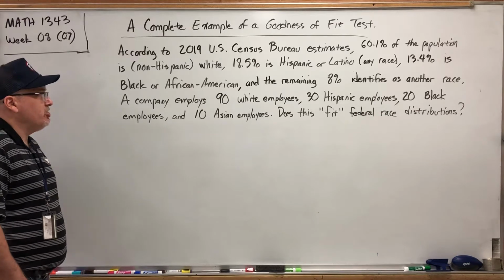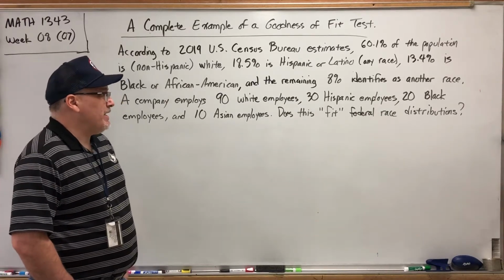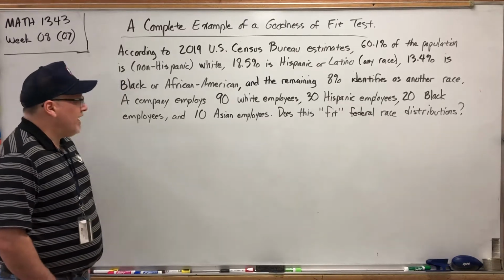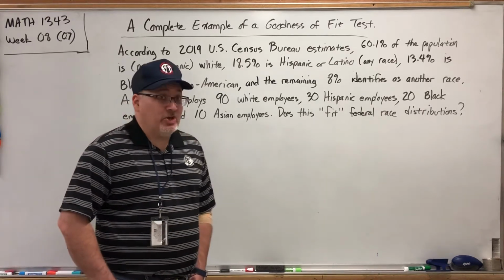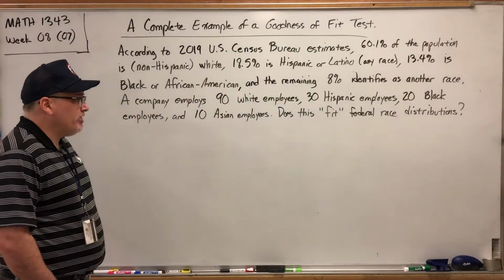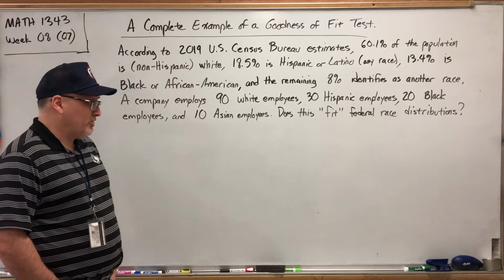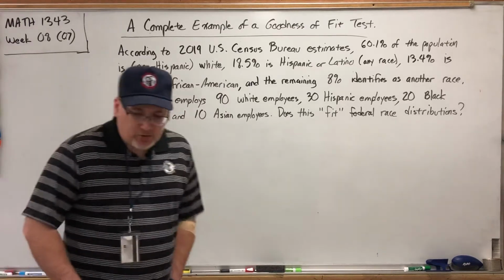All right, according to that report, 60.1% of the population is non-Hispanic white, 18.5% is Hispanic or Latino, any race, 13.4% is Black or African American, and the remaining 8% identifies as another race. A company employs 90 white employees, 30 Hispanic employees, 20 Black employees, and 10 Asian employees. Does this fit federal race distributions?